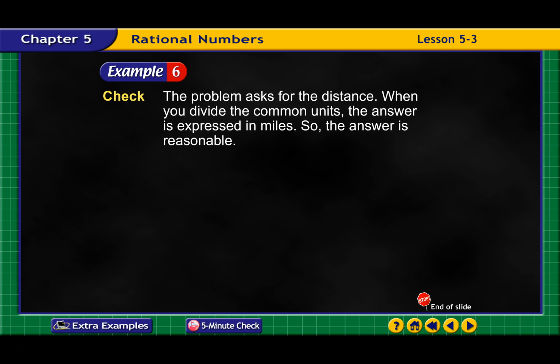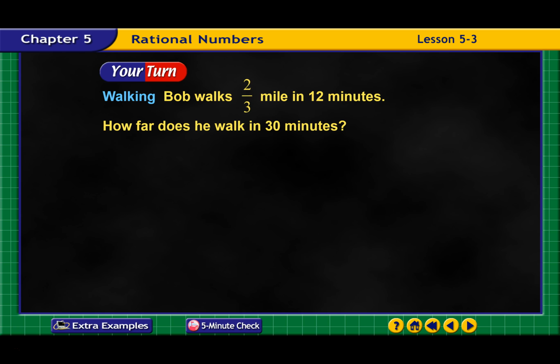So the problem asked you for distance. When you divide the common units, the answer is expressed in miles, so the answer is reasonable. This is what we're saying at the very beginning there, making sure it's a reasonable answer by using units. All right, you try.